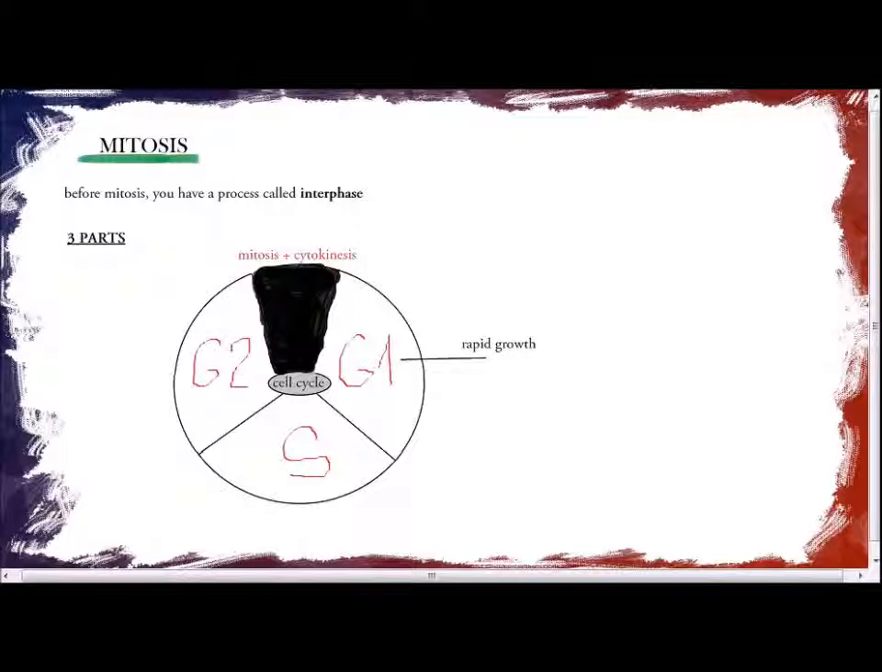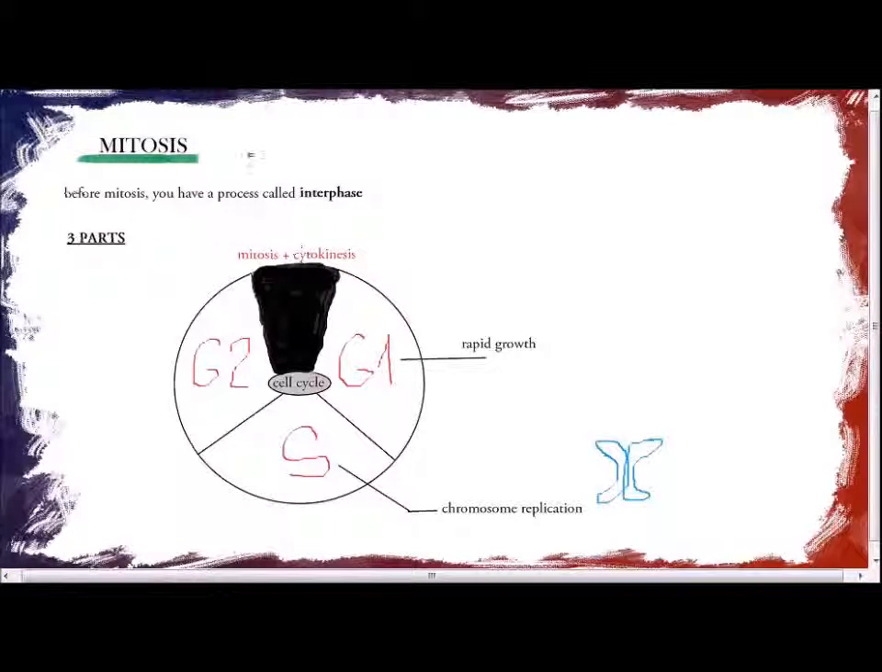So what happens during these periods? Well, G1 is a period of rapid growth. During S phase, you have the replication of chromosomes. And what that means is if you have a single-stranded chromosome, as you see here, it will duplicate itself and become a double-stranded chromosome.